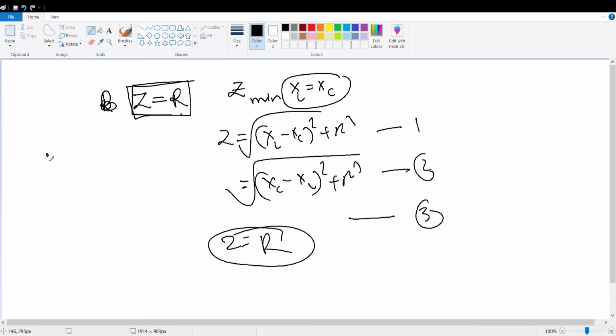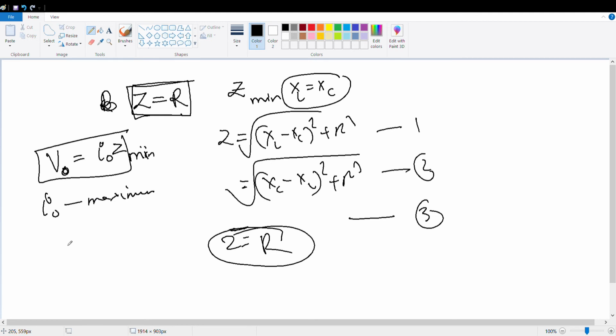But we know that your resultant voltage is equal to I naught into Z. So now when your Z is minimum, at R equal to R, your I naught will be maximum or not? What is I naught? I naught is V naught by Z. When Z is minimum, when the denominator is minimum, I naught will be maximum. Yes, simple, a fraction.